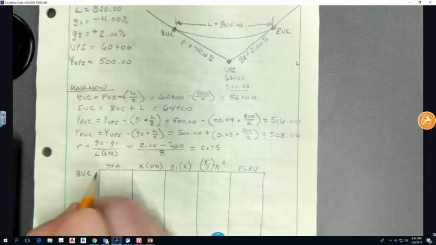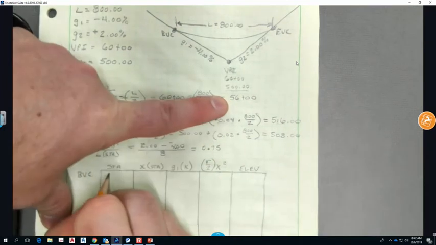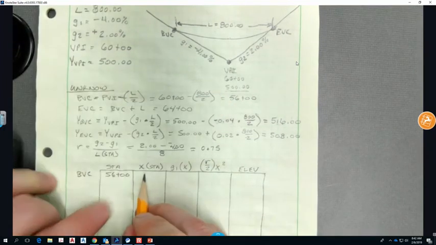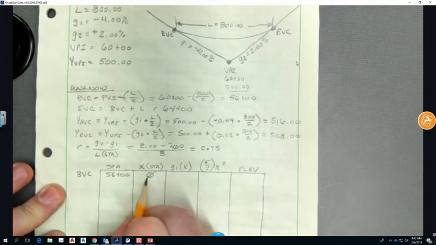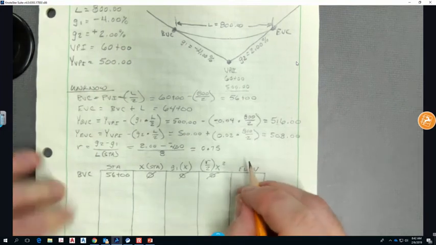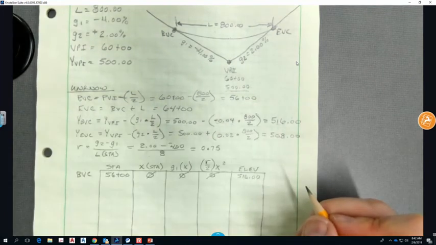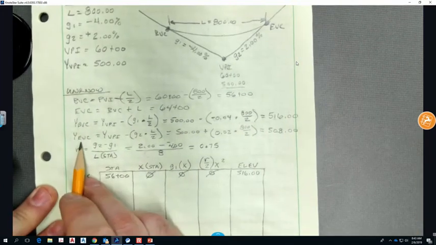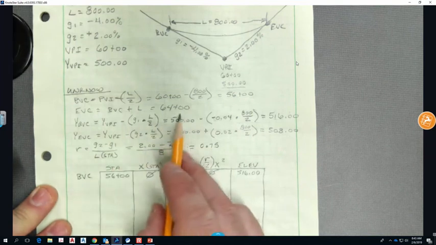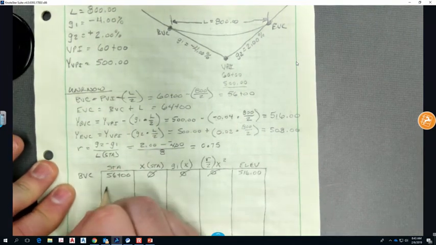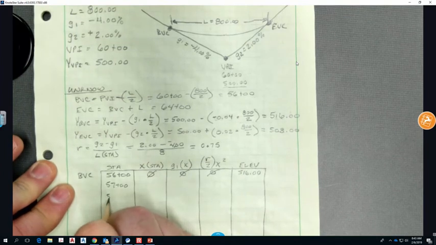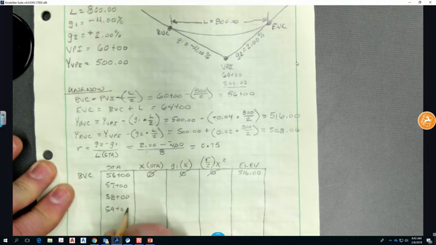We always start with the BVC because we already figured all that out. The station at the BVC is 56 plus 00. We know that it's zeros all the way across here because this is our beginning station. So our elevation is what we figured it out to be, 516.00. Now we're going to go whole stations all the way out to the EVC station, which was 64 plus 00. So I'm going to go 57 plus 00, 58 plus 00, 59, 60, 61, 62, 63, and 64, which is our EVC.